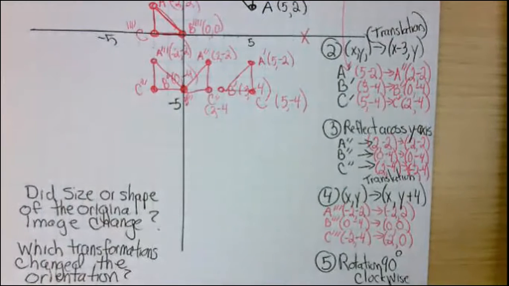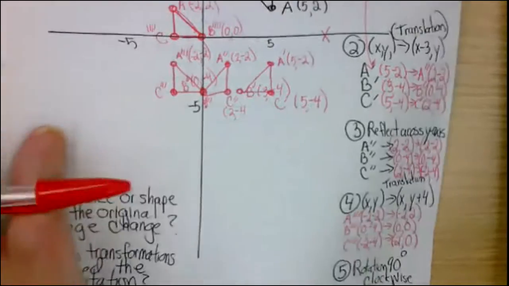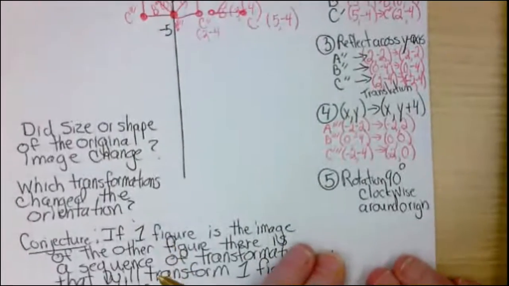Okay. And then we are going to rotate 90 degrees clockwise. Rotate 90 degrees. I'm going to try to keep this here. Let's put this up a little higher so we can see the whole thing.